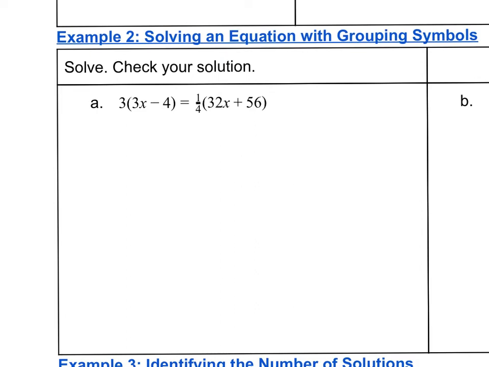Just like before, to deal with these parentheses, we'll distribute. This time I just have to do it twice. I have to distribute on both sides. So on the left side, it'll become 9x minus 12 when I distribute that 3. Don't get hung up. Multiplying by 1/4 is the same as dividing by 4. So 32x divided by 4 is 8x. 56 divided by 4 is 14.